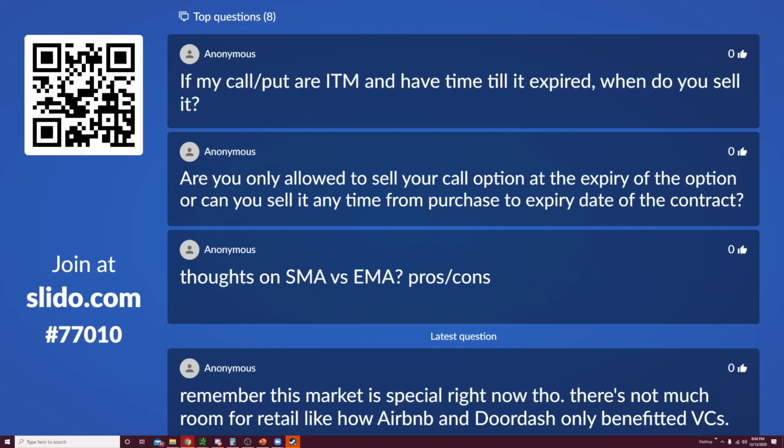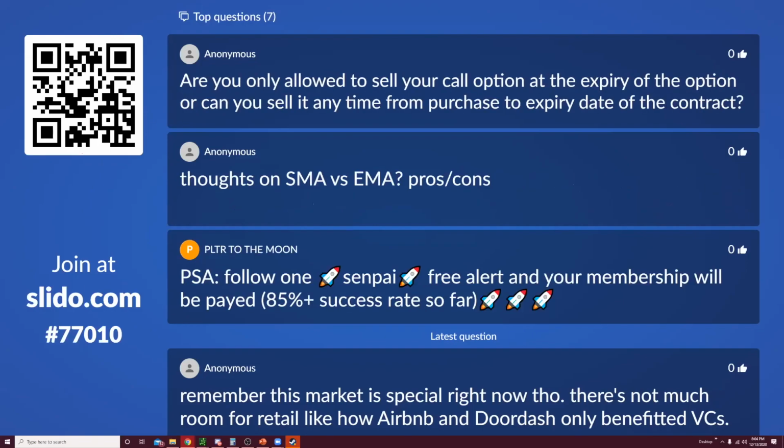If my call or put is in the money and has time till it expires, when do you sell it? It depends. Just because it's in the money doesn't mean you sell it. It depends on how far in the money you expect it to be before it becomes a little bit too risky to hold, or too large of a position to hold. But when you're not sure, just take profit.